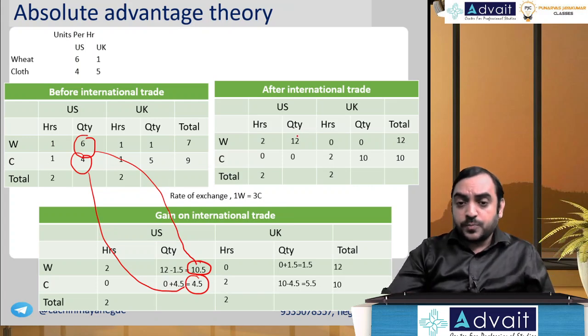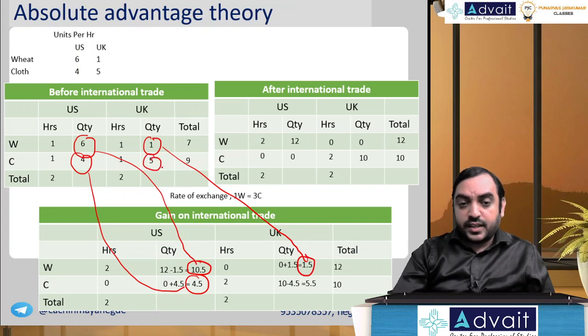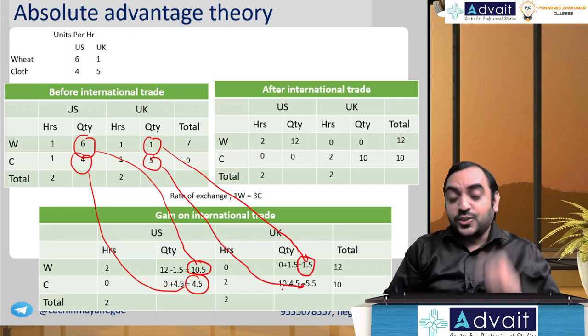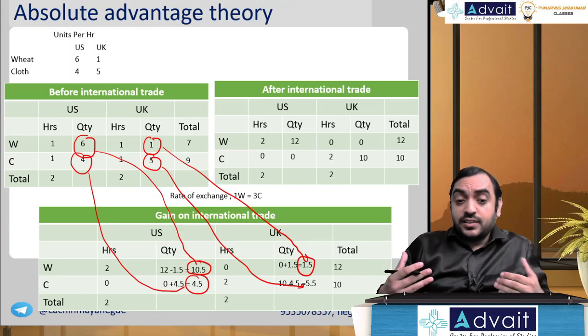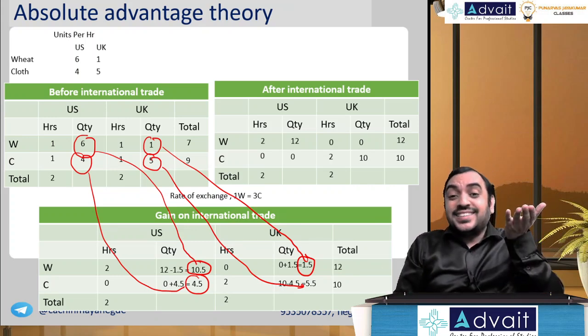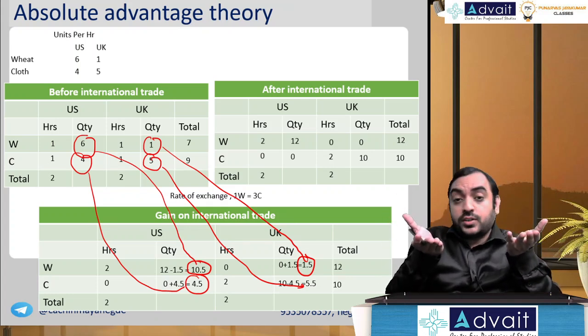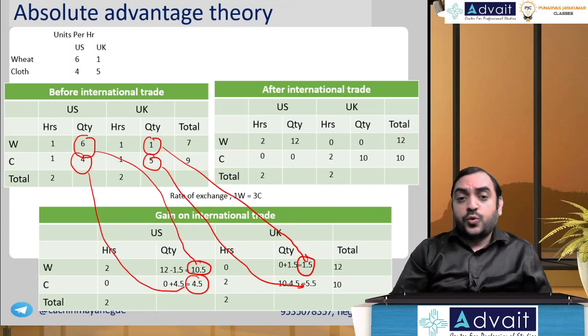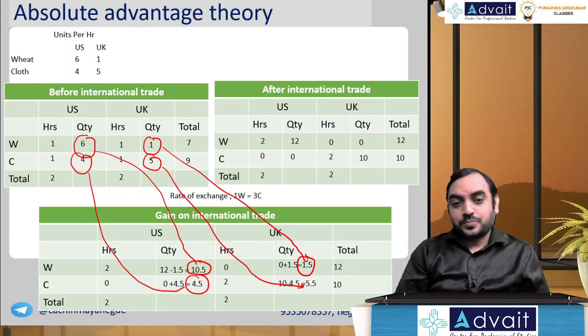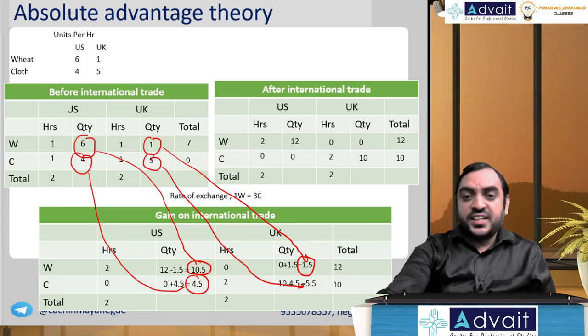Compare with US also. Earlier you had 12. Earlier you had 1 quantity. Now you are having 1.5 quantity. Earlier you had 5 quantity. Now you have 5.5 quantity. You see, by specialization, US also could increase their output, and UK also they could increase their output. That is the advantage of the absolute advantage theory in international trade. See, if you have any doubt, any calculation.